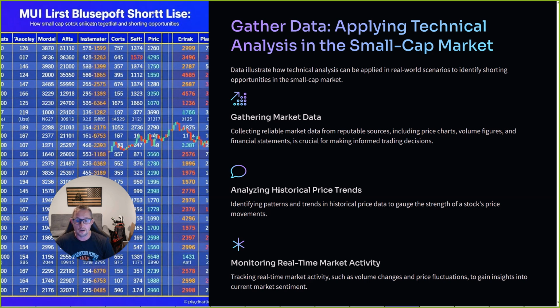Analyze historical price trends. Identify patterns and trends in historical price data to gauge the strength of a stock's price. What did it trade like in the past? Does it have any past? For me, that's called a recent IPO. If there's something that does not have any data, how can you trade that? It doesn't have any previous levels.